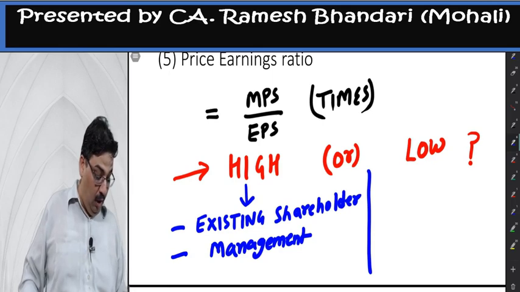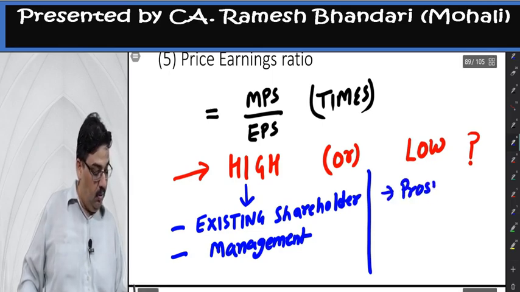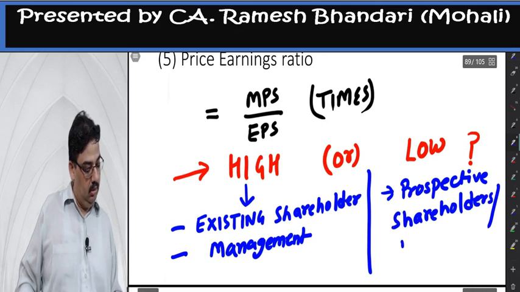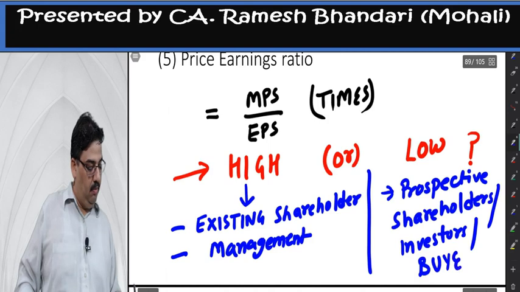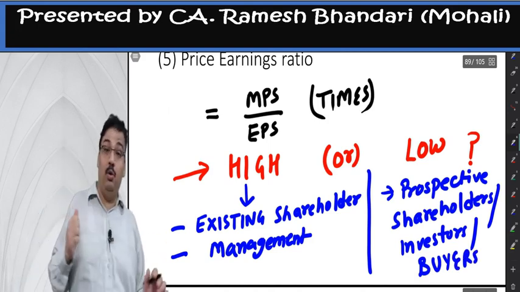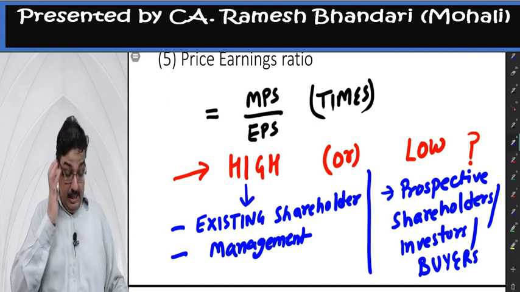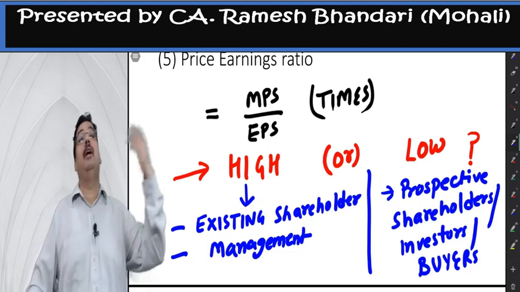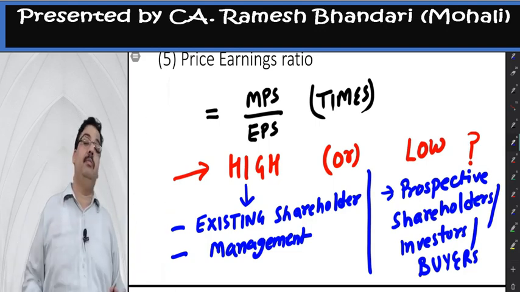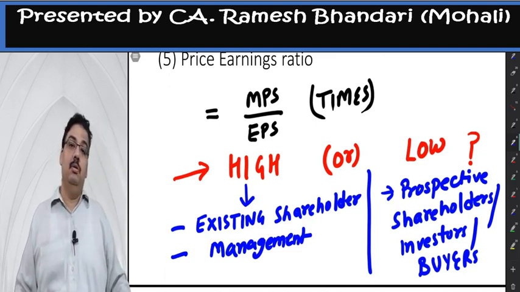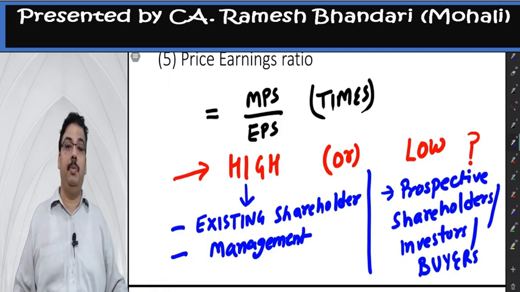Now it should be low for prospective shareholders, investors, buyers. Those who are planning to buy in that company like the market price to be low. Present PE ratio is low and in future I am expecting it to be high, then I will buy that share. So that is the interpretation of price earnings ratio that you find in your Financial Times and all business newspapers.